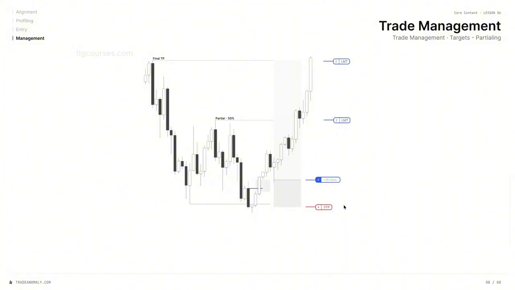But anyways, for targets, you're going to look for internal levels on your way to the draw on liquidity. As you can see, this is the relevant high on your way to the draw on liquidity, right? This is where you want to be partialing half your position, at least above 2R, right? You're going to be partialing at 2R, 50%, and then let the rest run to your final TP. That's what I do personally. I always take off 50% usually, if the final TP is very realistic to get hit.